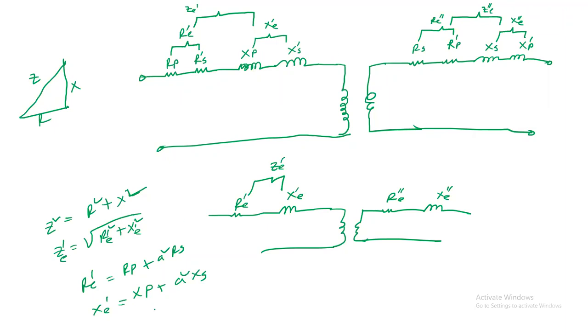This secondary reactance is XP plus XS prime only, because XS prime is equal to A squared XS, and RS prime is equal to A squared RS. RS prime and RS are not the same, these are different. RS prime is equal to A squared RS, because this is the RP. These are two resistances, plus. You know that our equivalent resistance, if in series, then R1, R2 all are added.